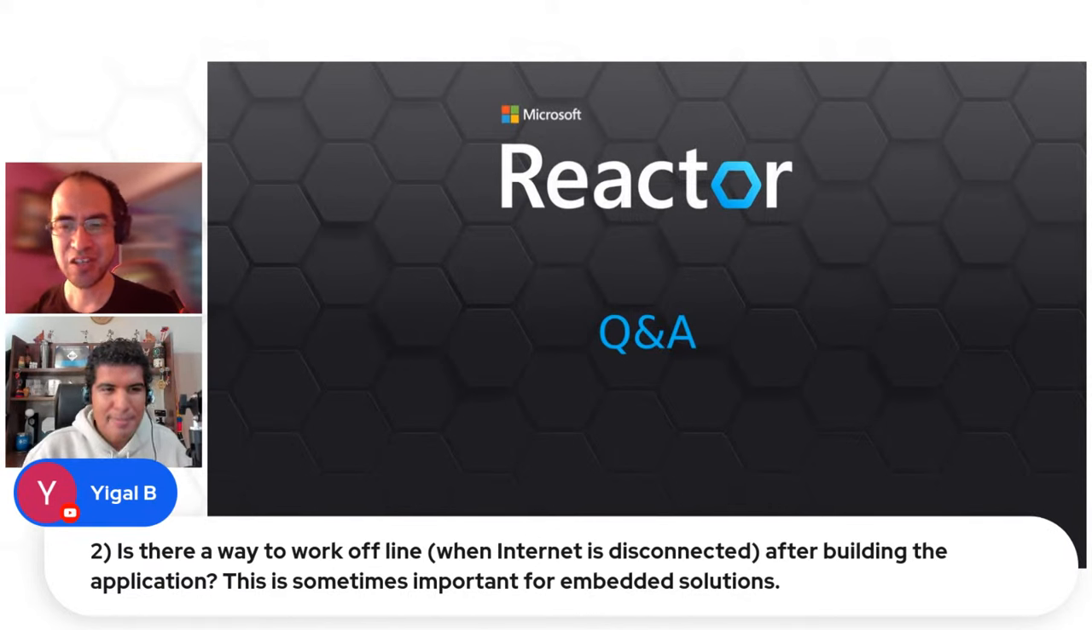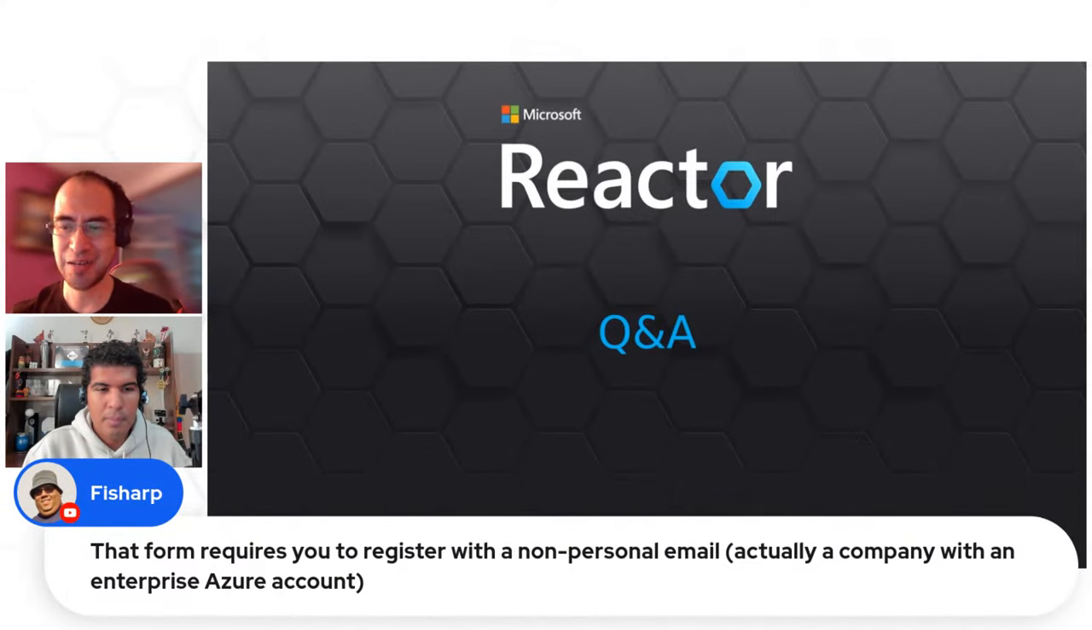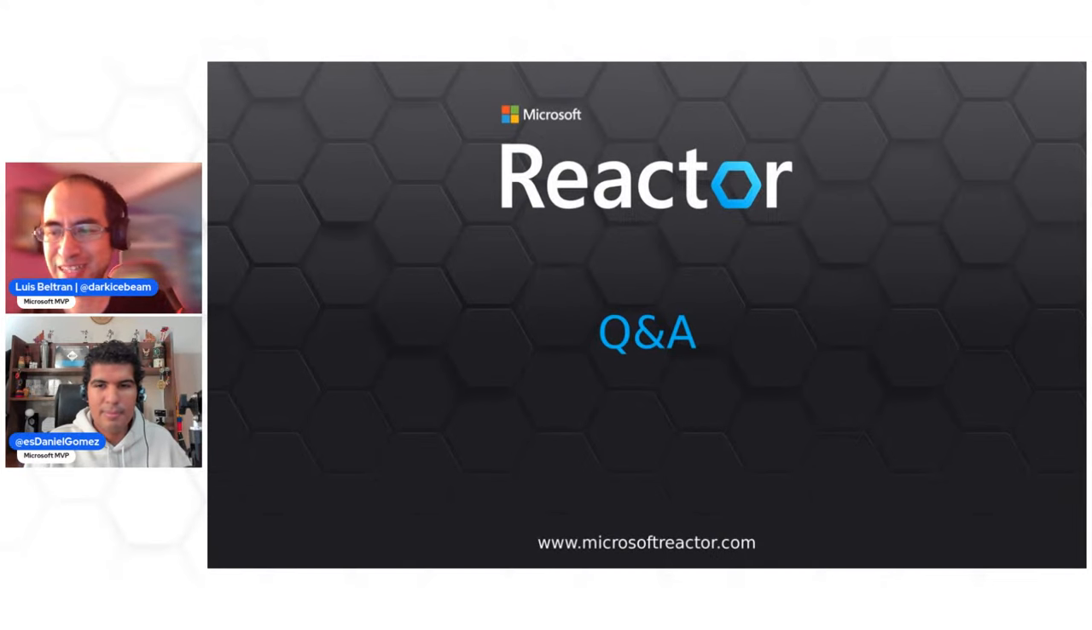Okay, thank you. Next, a comment from Fisher. When you were talking about the form to request access to Azure OpenAI, it says that the form requires you to register with a non-personal email, actually a company with an enterprise Azure account. So if you request access with a personal account, like a Gmail or Hotmail account, you will most probably be rejected. So try to use a company subscription, which is also tied to an Azure account. Thank you very much for that recommendation. Yes, it is important.